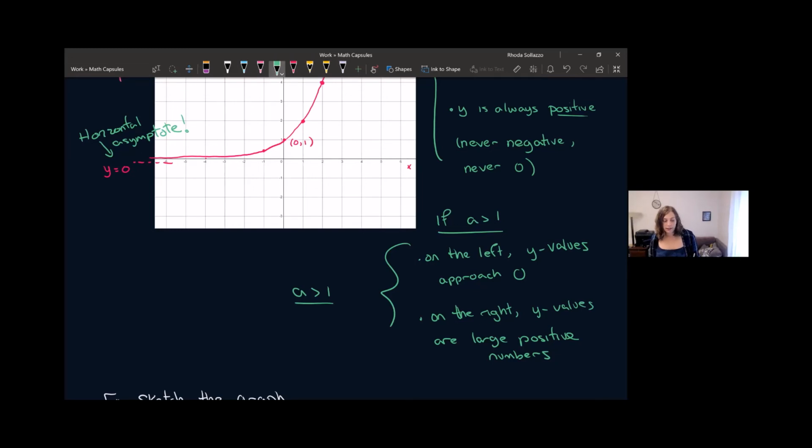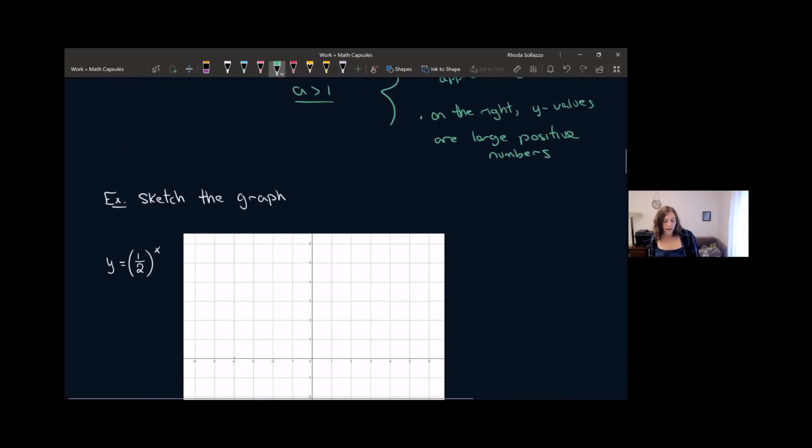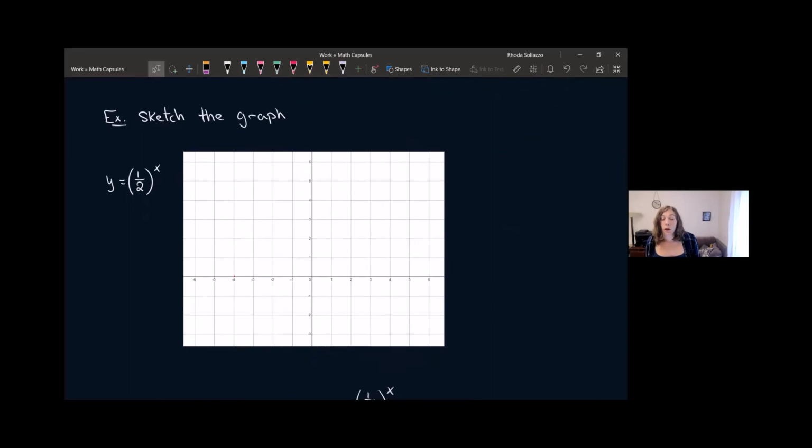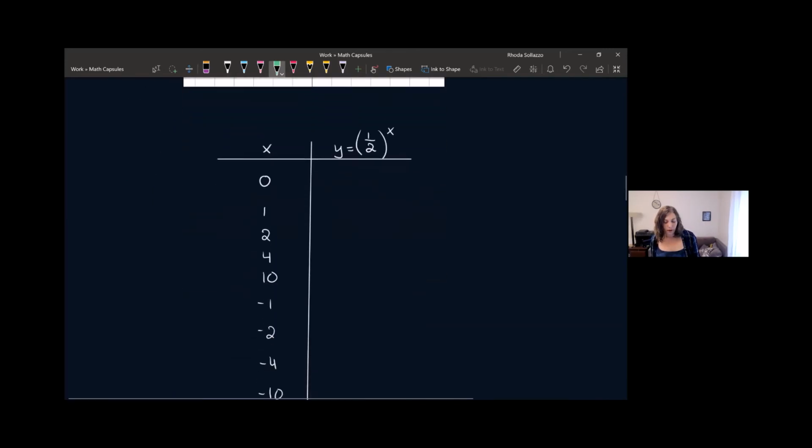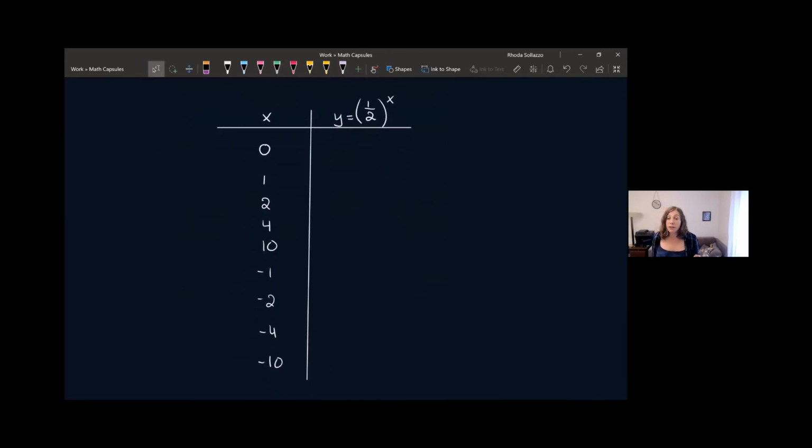Now, the second case to consider is what if that base is not greater than 1? So what if the base is something less than 1? Well, let's try that example now. So we'll take the example y equals 1/2 to the power of x and try to figure out what the sketch is. So just like before, we can start with a table of values if you're not sure how to sketch it. If you already know how to sketch it, you can skip this part. But if you need the practice, try to fill in this table of values. So once again, pause the video, and when you come back, I'll have these values all filled in.